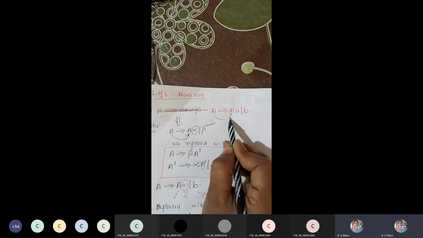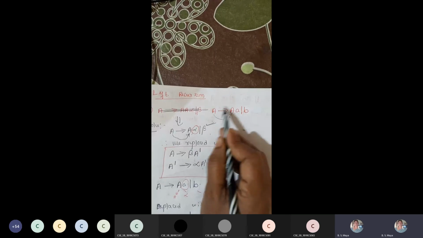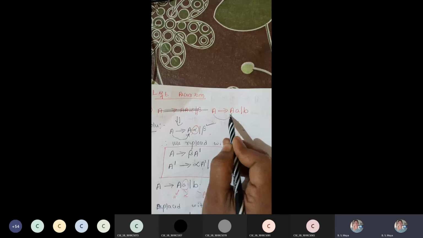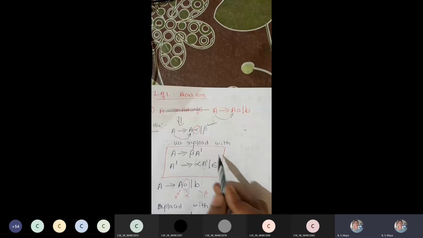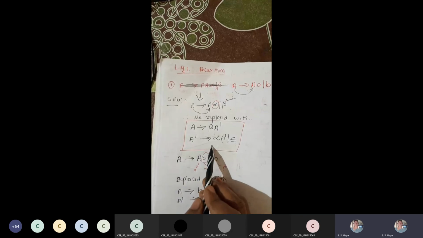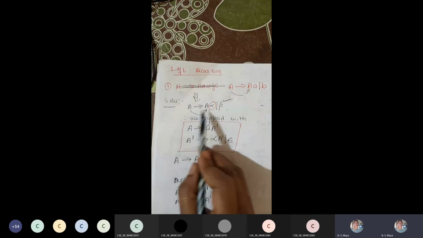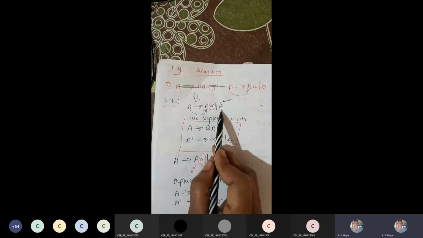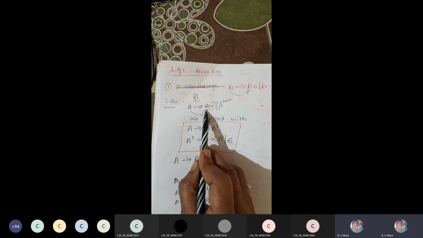First you clear that: does the grammar have left recursion or not? Because after the arrow mark I have the same non-terminal available, it is called left recursion. If it is left recursion, I have to remove it by applying these formulas. These formulas are given for how to eliminate left recursion. The author says any production is of the form A derives A alpha or beta. See, A derives A alpha: after the arrow mark I have A once again.